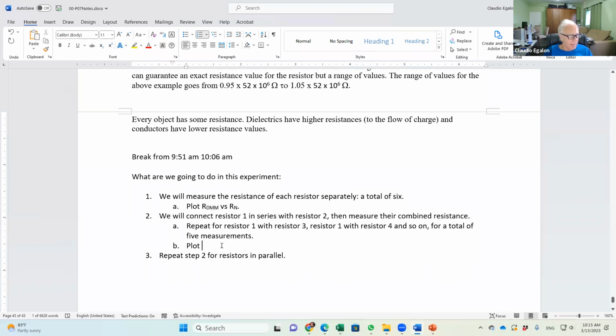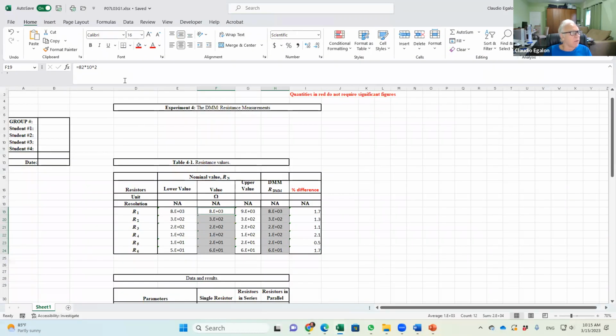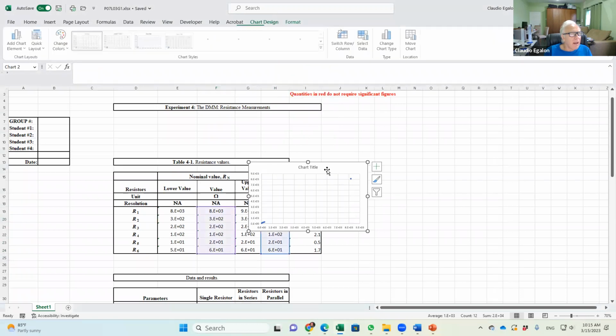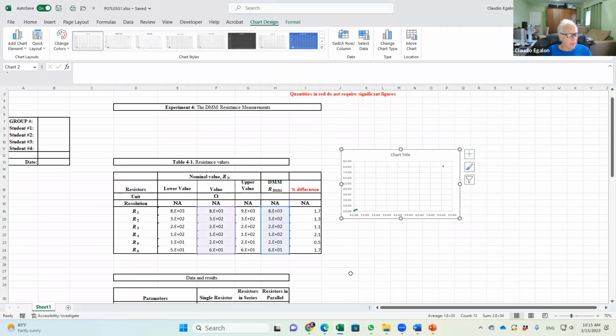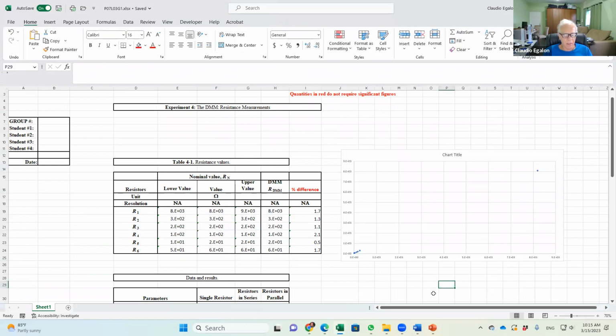Okay, and here you do the same. Plot. If I plot this one, insert, because the nominal value is very close to the DMM value, you should have a straight line with a slope very close to 1.